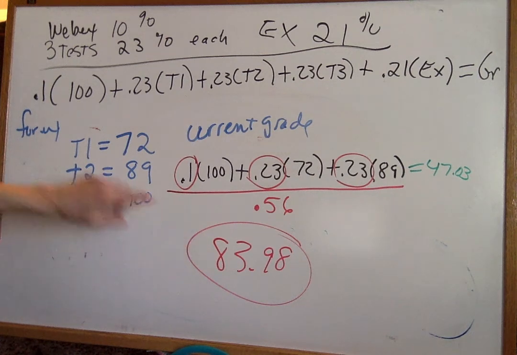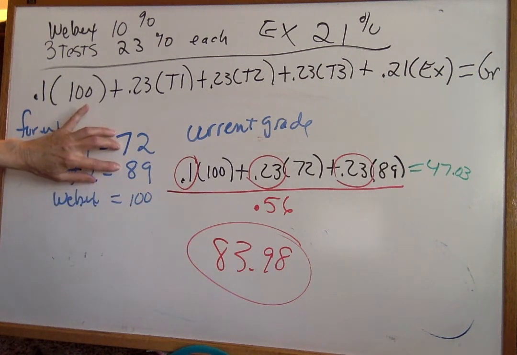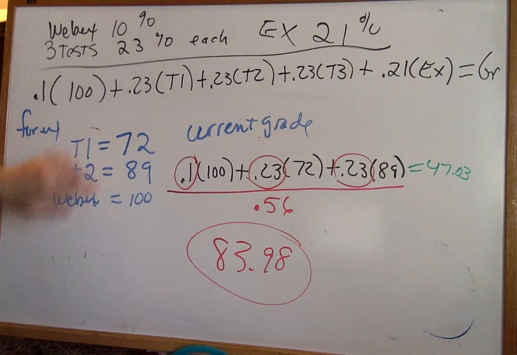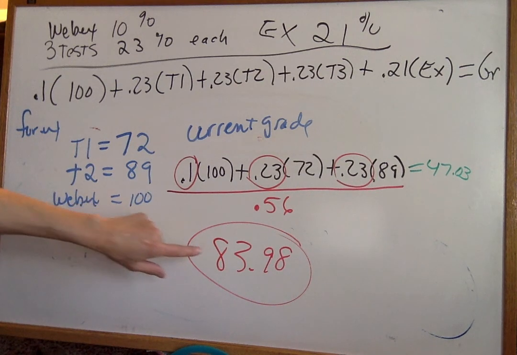Which is much higher, because if you had just averaged these two, it would be like an 80.5, but having 100 in for attendance helped you pull it up. So don't forget that part.